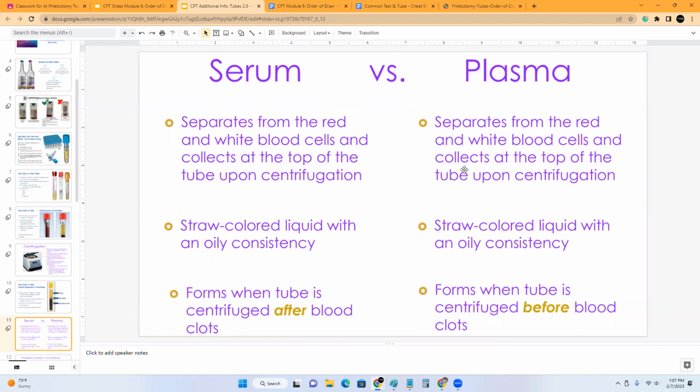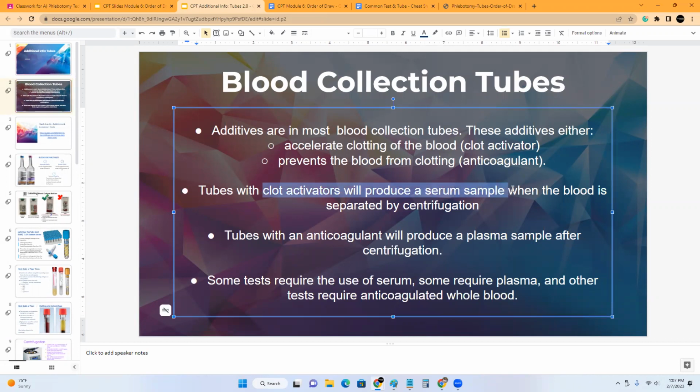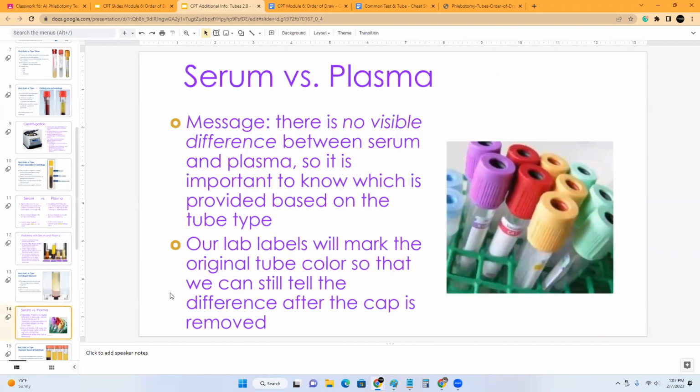Plasma separates upon centrifugation. Oh, the same says the same thing. Actually, it's the same exact thing. Sorry, guys. So one comes before the other depending on the centrifuge process. Here, clot activators. So serum comes before centrifuging with gel. Plasma comes after. I apologize. I don't know why I got myself confused with that.